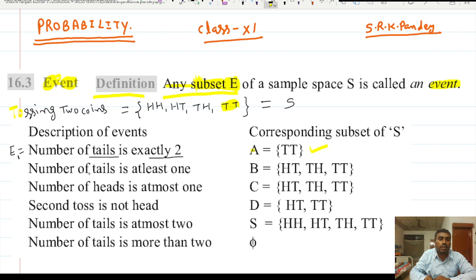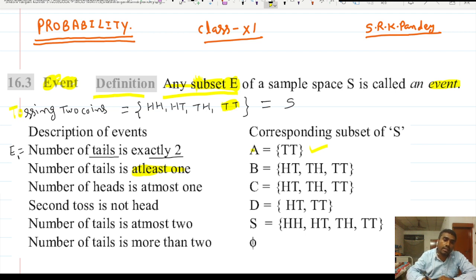If I take the next event, let us suppose at least 1 tail. See here, these are very important words: at least, at most, exactly, right? At least means you are getting the minimum limit, which means above this is acceptable. Similarly, at most means you are giving the upper limit, which means below this is acceptable but above this is not acceptable. At most means the higher one, at least means the lower one.